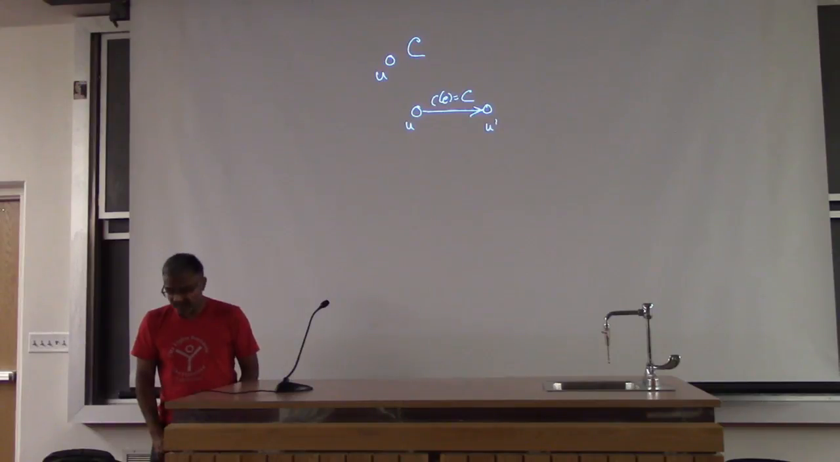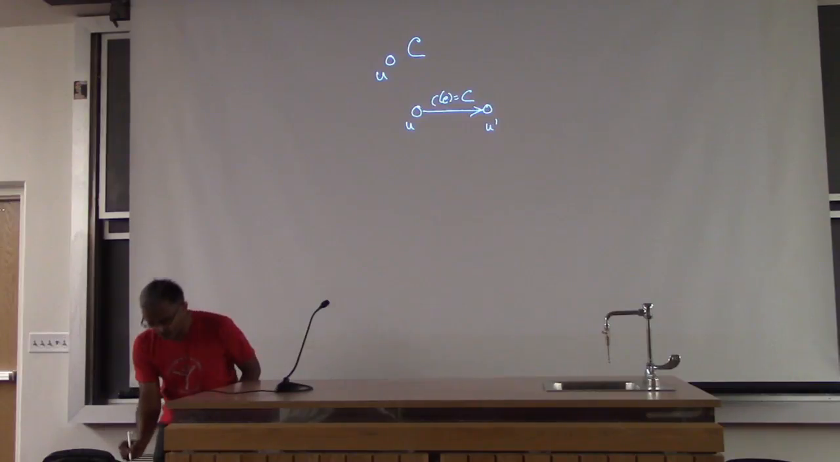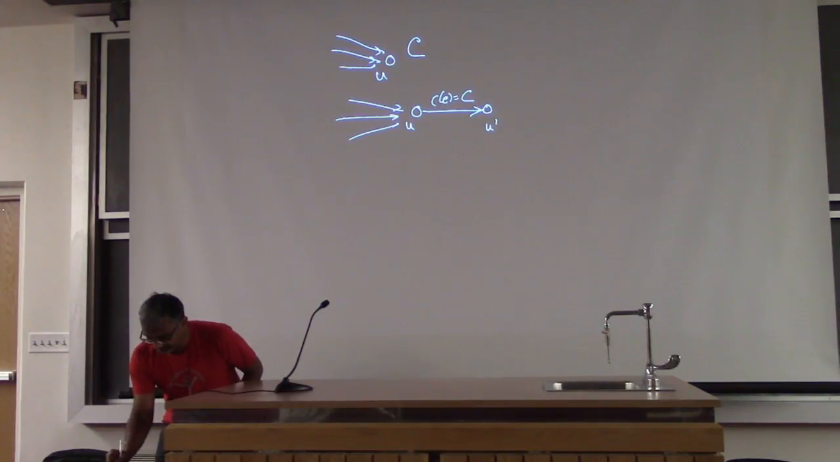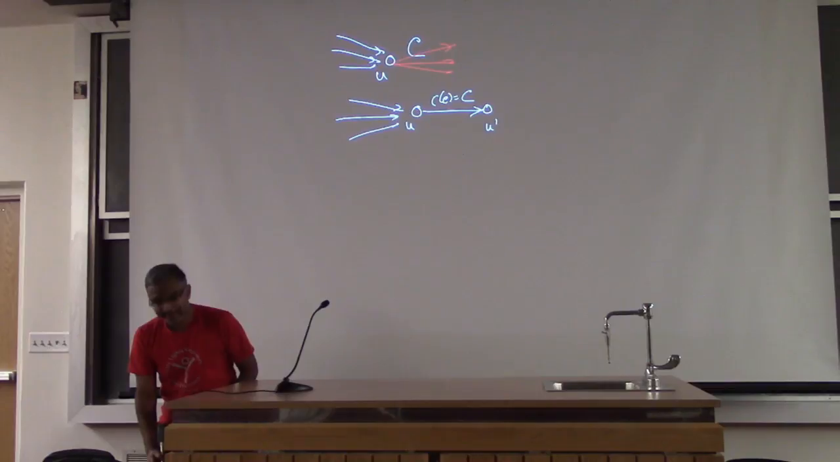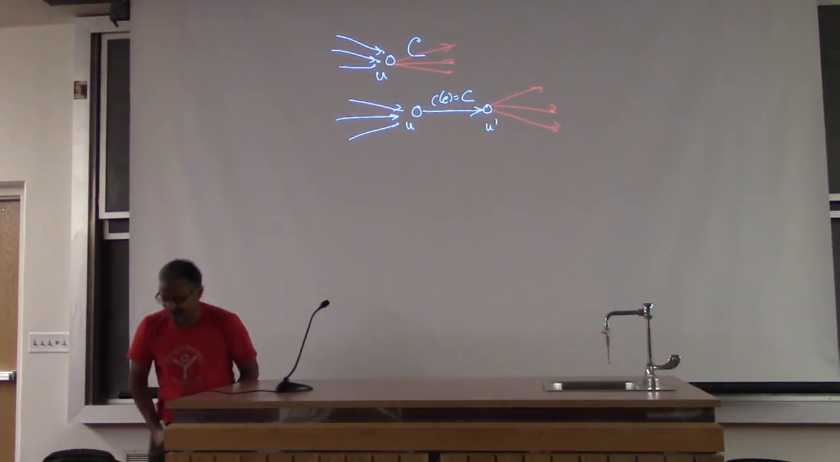Okay, what about all the edges coming into U? How do I hook them up? The original edges coming into the node: all the edges coming into U will come into U here. All the edges going out of U will go where? U prime. Okay?